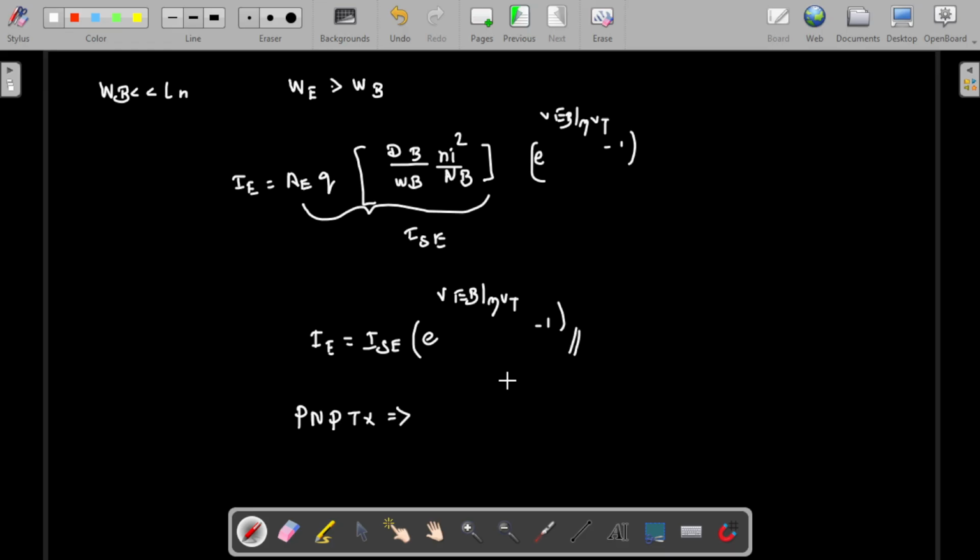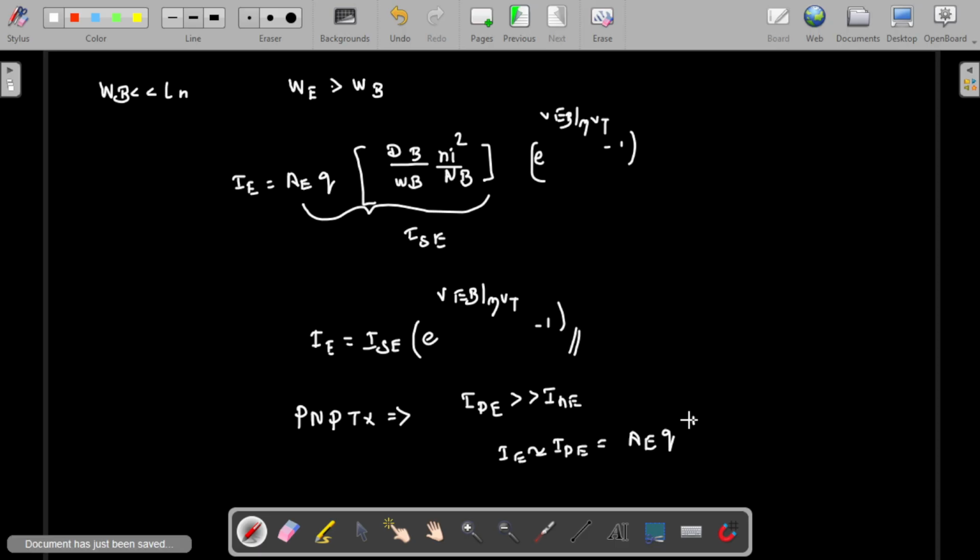This is another name, because there are two junctions there, so they usually call this a transistor. In a PNP, the hole concentration will be much greater than the electron concentration, so we can directly understand that IE will be approximately equal to IPE. That can also be written as A E q D_B W_B n_i squared divided by N_B.